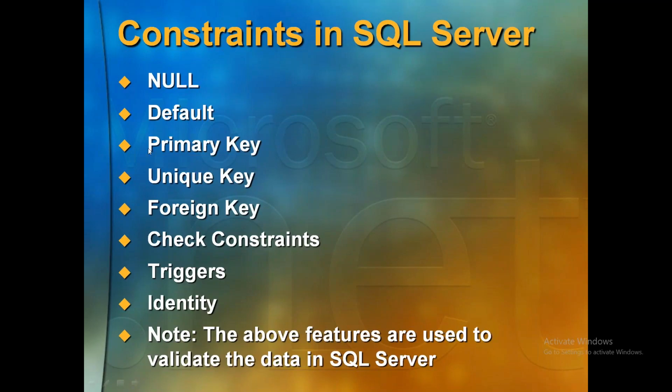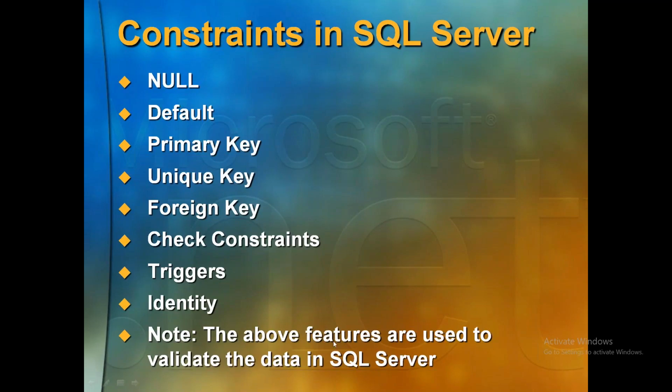GUID automatically generates a hexadecimal number. It is not that I need one, I need two, I need three. It will not give you like that. It will give you some unique hexadecimal number. Check constraints, triggers, and identity. Clear? So these are the things we discussed. Triggers we did not implement; we'll see them later.